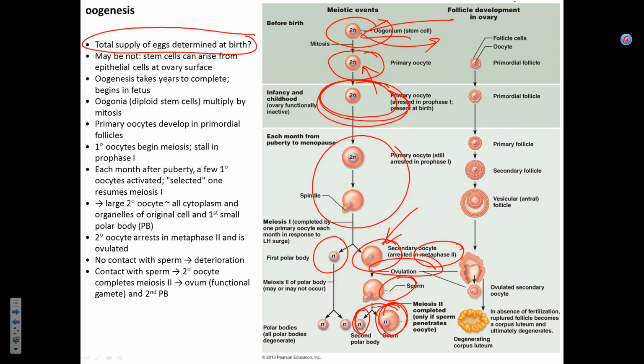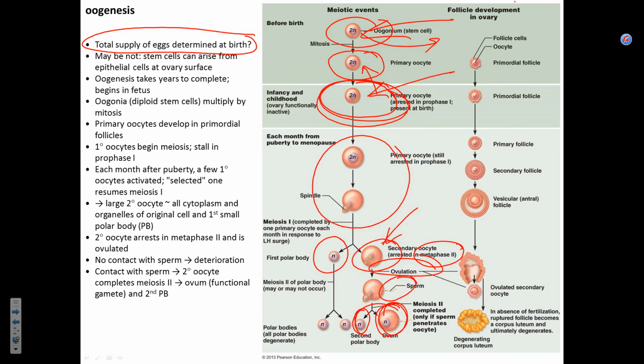Does that make sense? That one diploid oogonium produces one diploid primary oocyte. This happens before birth and a little bit into childhood. So far, do you follow me?